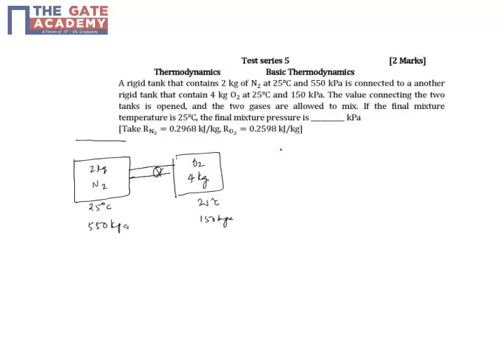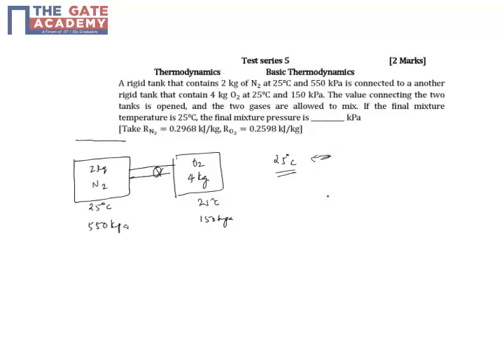So now when the valve is opened, the gases mix, and the final temperature is obviously 25. So the final temperature is given. Now, what is the final mixture pressure? Obviously the final pressure we need to find out. Remember, these are ideal gases and we assume that the mixture is also an ideal gas.